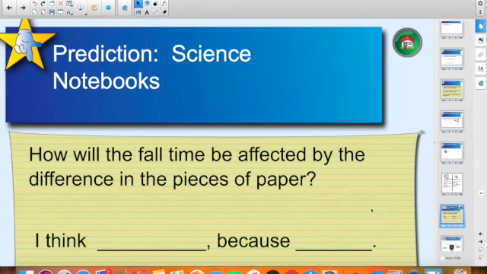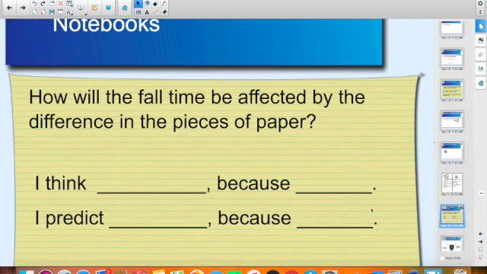All right, so our predictions and our notebooks, and this should be in the exit ticket. Maybe not worded exactly like this, but I want you to think about and maybe write down in your notebook, how will the fall time be affected by the differences in piece of paper? And if you're wondering, I don't know what you mean by fall time, we're going to get that too.